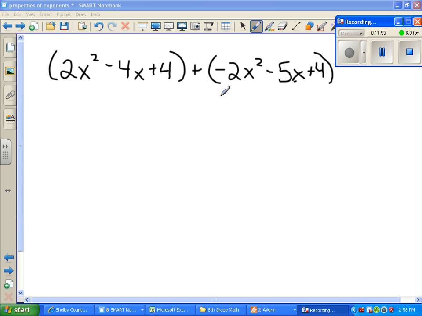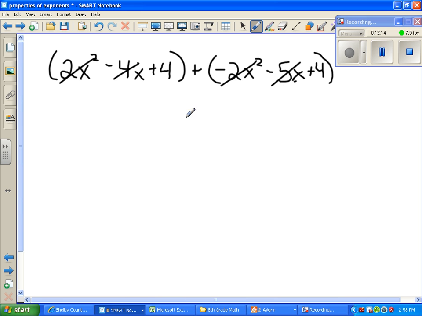Okay, so let's try this one. Do I need to change any of the symbols? No, so actually I could just remove my parentheses. They're gone. Combine anything that is an x squared term. Well, what's 2x squared minus 2x squared? Nothing, right, so I have a 0. Now I go to my x terms. A minus 4x and a minus 5x gives you negative 9x.